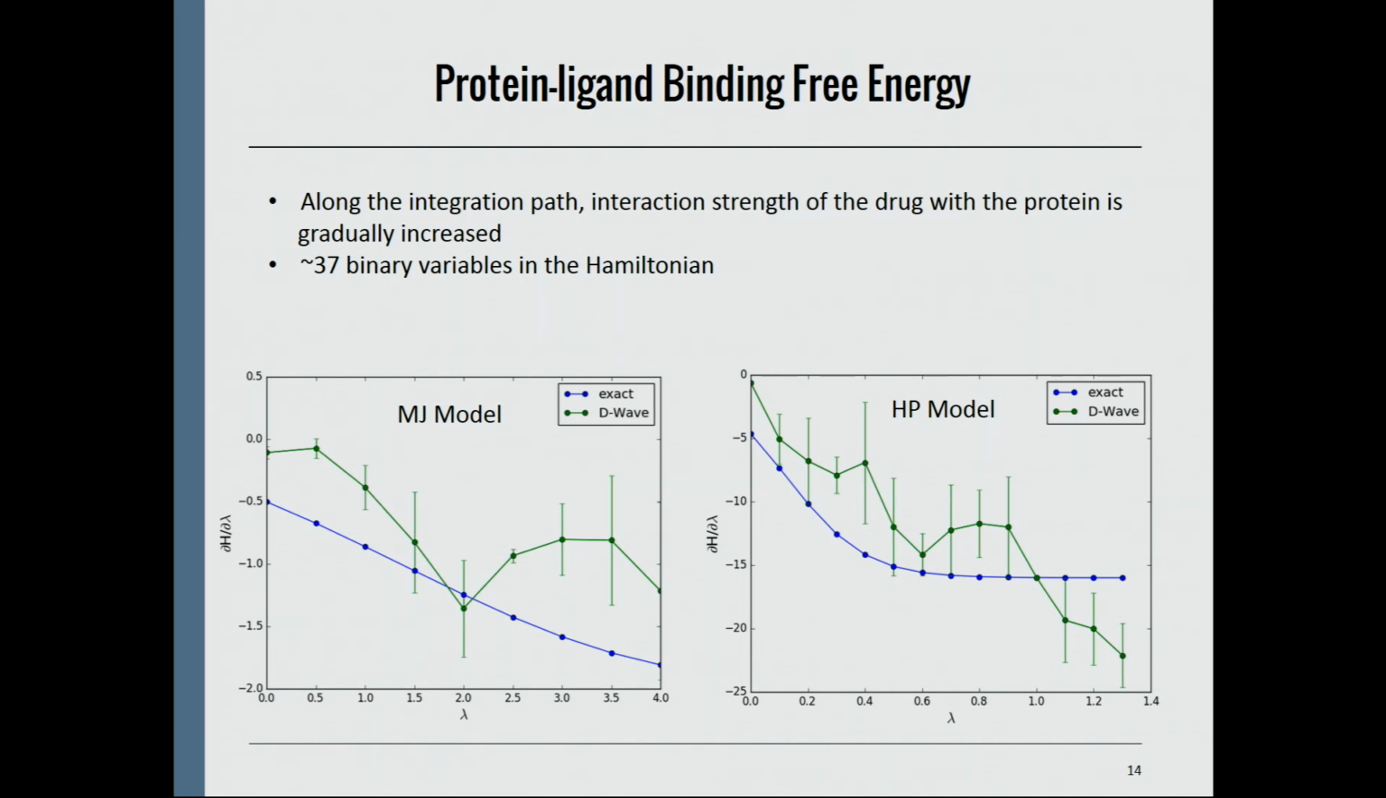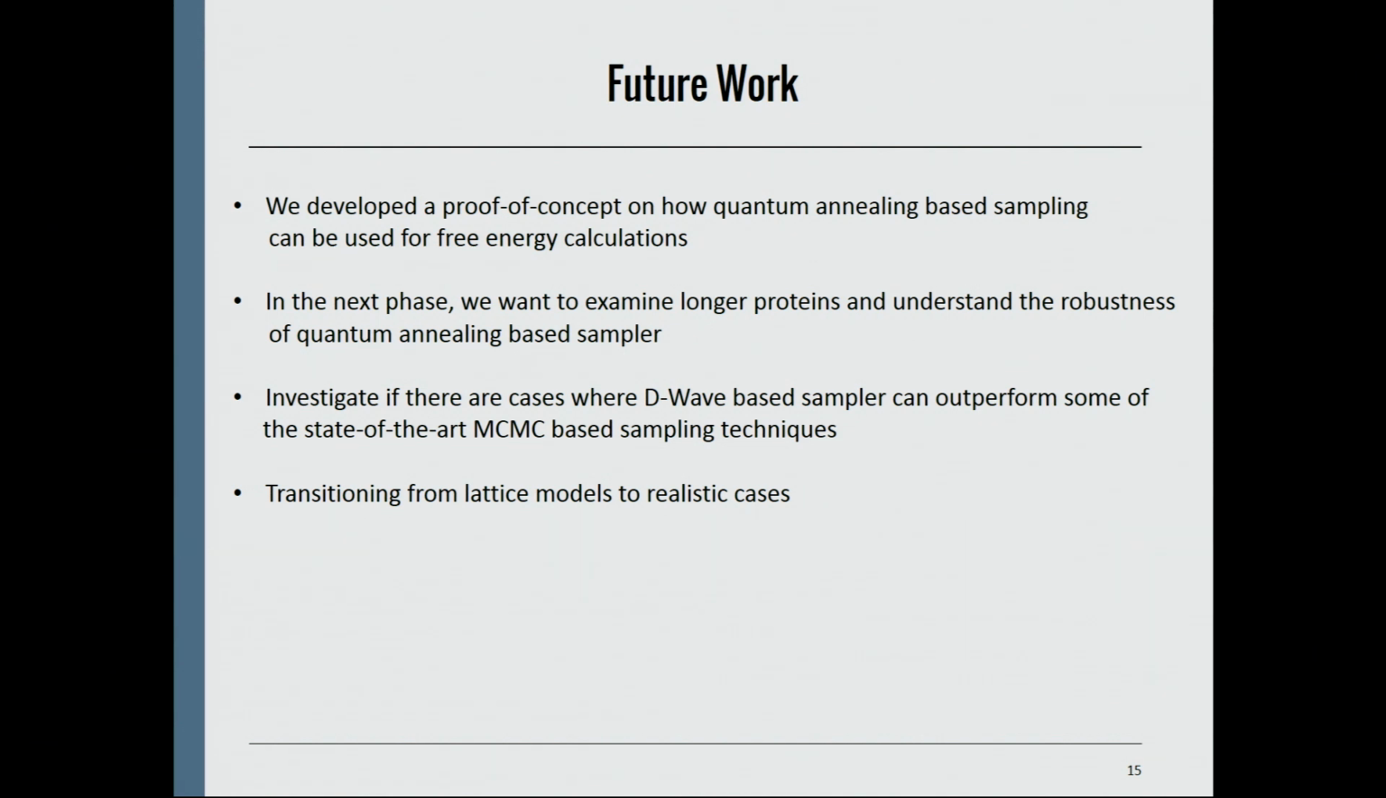But let me tell you that this mismatch is not acceptable in the world of free energy calculations. People always try to remain within plus minus a few kT when they compare with experimental values. And so to conclude, what I've shown you here is a work in progress. We have shown you a proof of concept of how you can do these free energy calculations using quantum annealing.